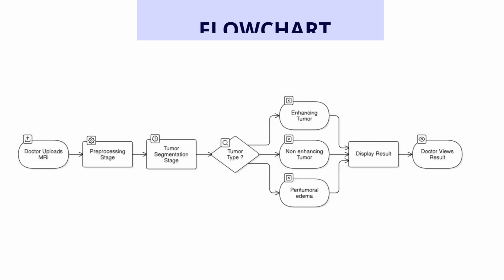This is the flowchart. The doctor will upload the MRI scan, and our model, based on the MRI scan, will give the mask of the tumor. And we have basically segmented the tumor into three parts: the non-enhancing tumor, which will be shown by blue color; the peritumoral edema, which will be shown by green color; and the enhancing tumor, which will be shown by yellow color.